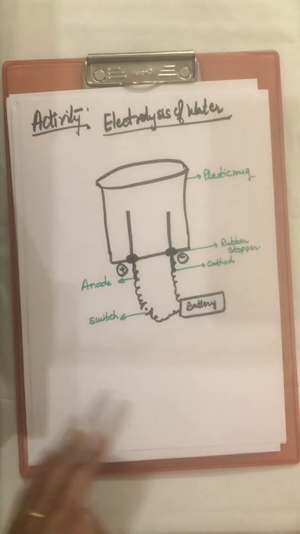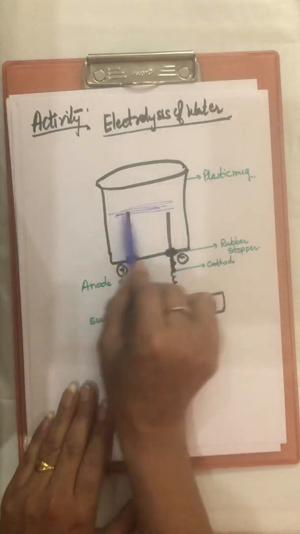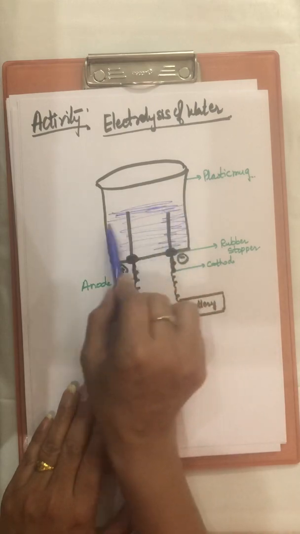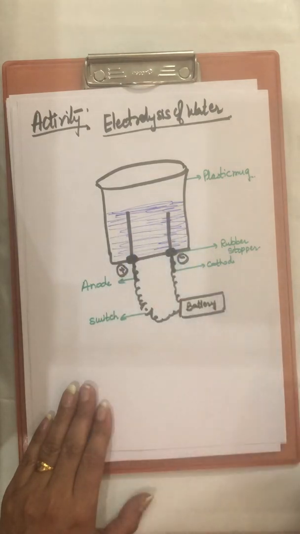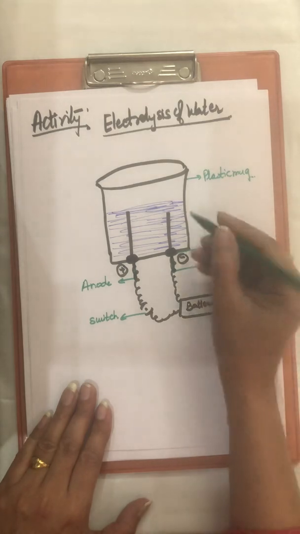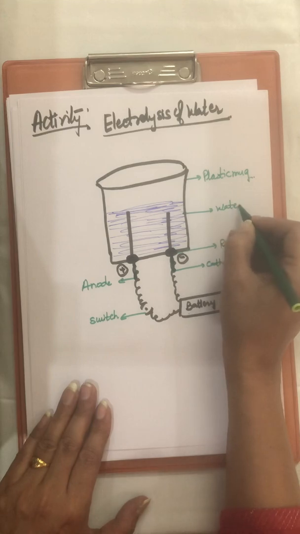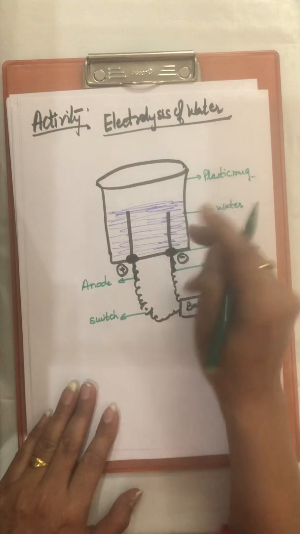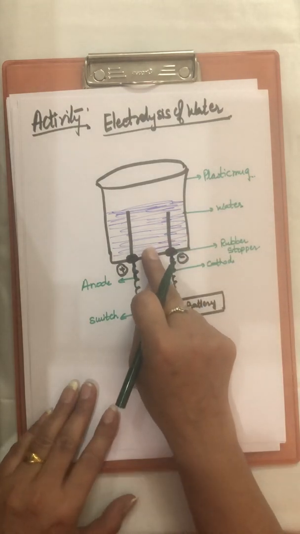Now we have to fill this mug with water. We have to add acidulated water here. Which water we are taking here? Acidulated water. Now which water is acidulated? A water which has few drops of acid in it, that is called acidulated water. So why are we adding few drops of acid here? To increase the conduction of water, we have to add few drops of acid here.